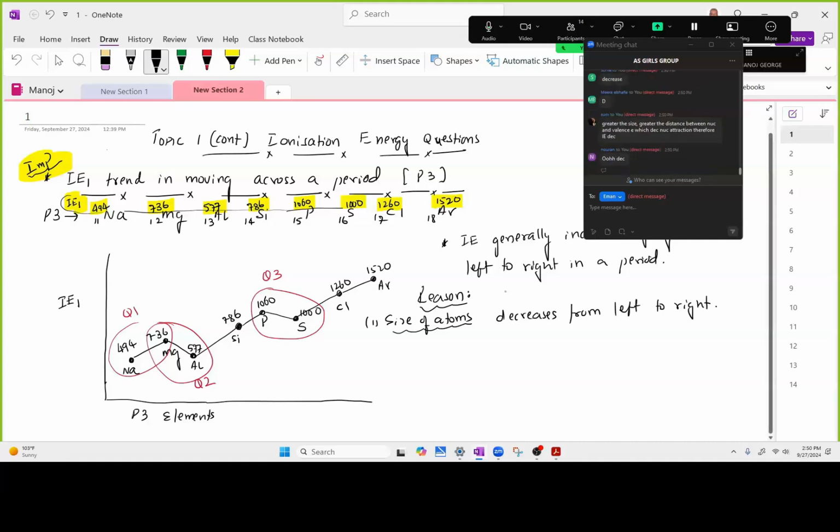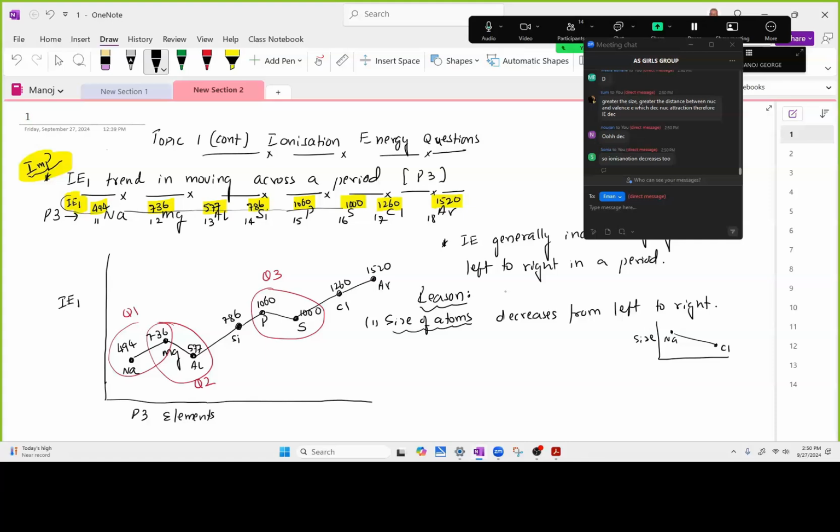In case anyone wants a little help, you might remember I gave you a graph like this. Sodium was here and chlorine was here. Size decreases when you go from left to right. So we did this before. So if the size decreases, do you think ionization should be more? Yes or no? If the size becomes less, should the ionization be more? It is. Look at your notes. If the size becomes less, ionization energy becomes more. So it is a correct statement. I can write this in the exam.